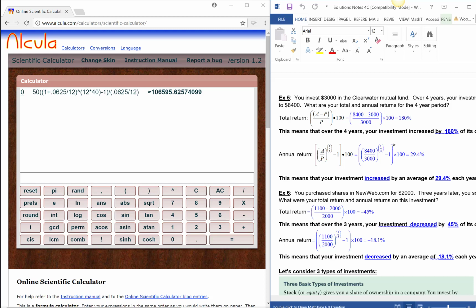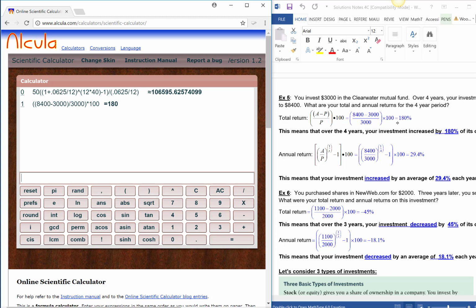So what would that look like here in my calculator? I start with a double parenthesis, 8,400 minus 3,000, close one parenthesis, divided by 3,000, close the next parenthesis, times it by 100, and hit equals, hit enter, and I get 180% as I show here on the notes, okay?